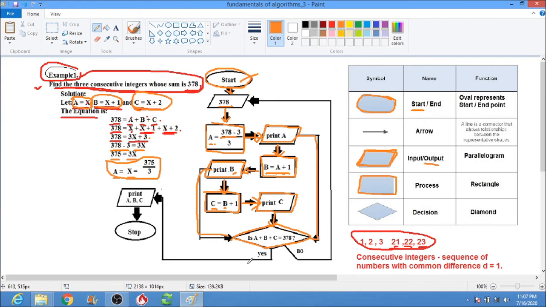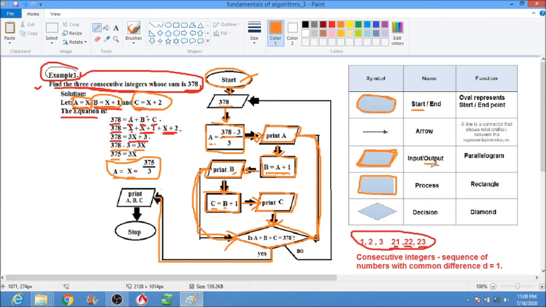Now the decision, or the question, which is answerable by yes or no, is: A plus B plus C equals 378? Since A is already in the diamond, B is already in the diamond, and C is already in the diamond, the question is whether A plus B plus C is 378.